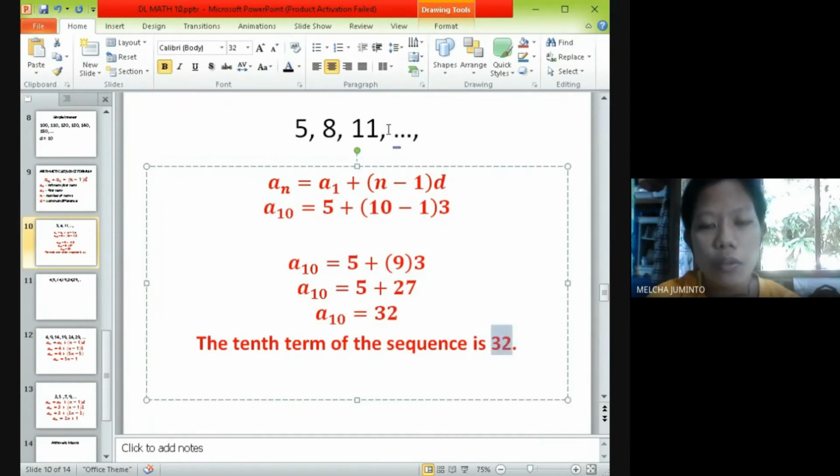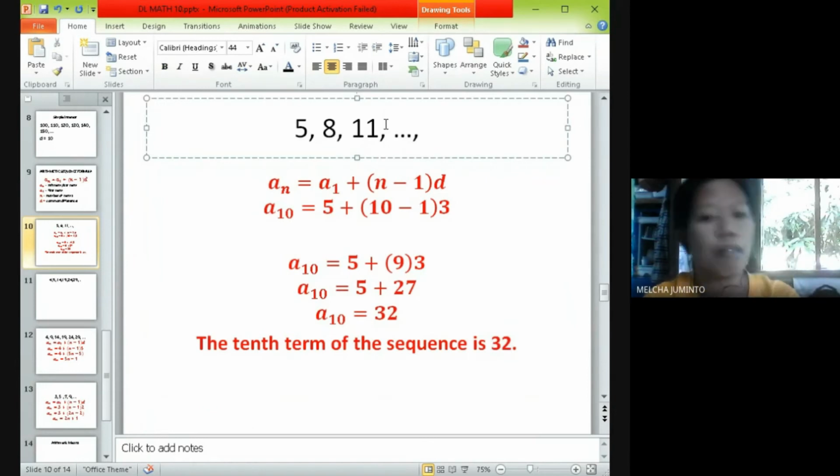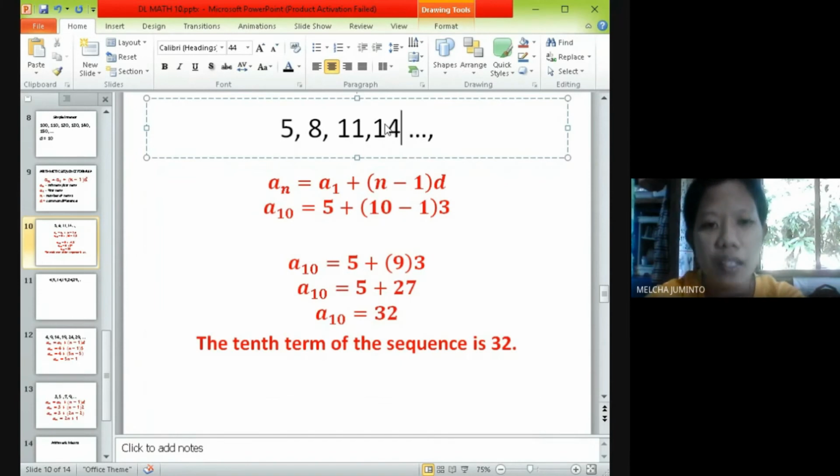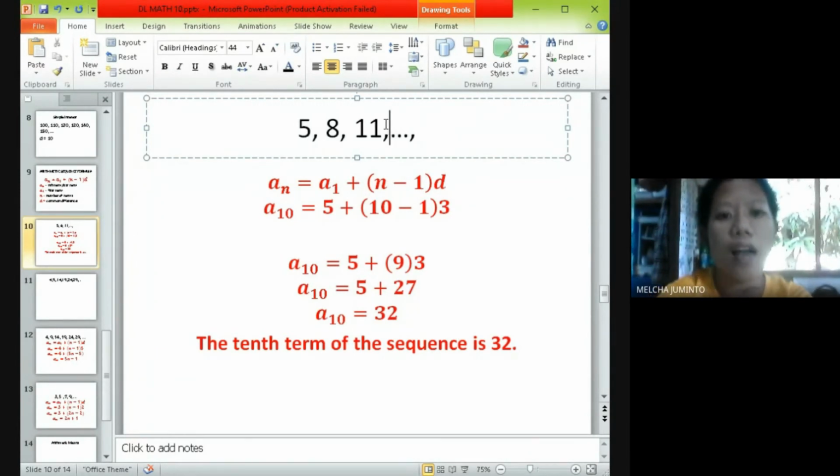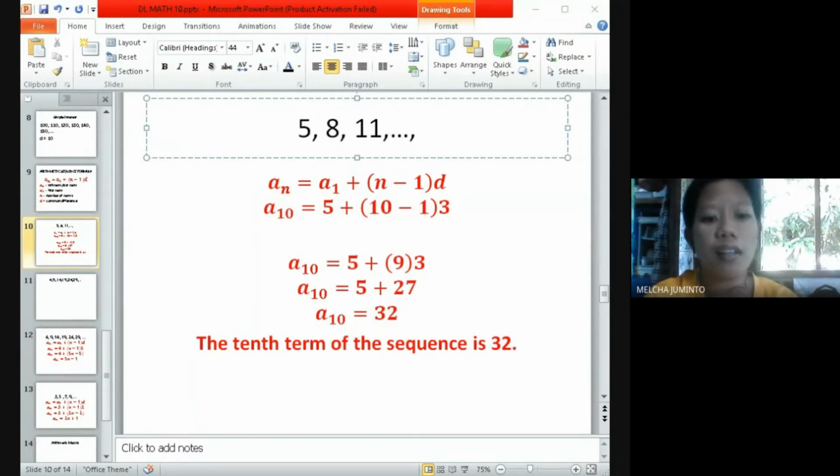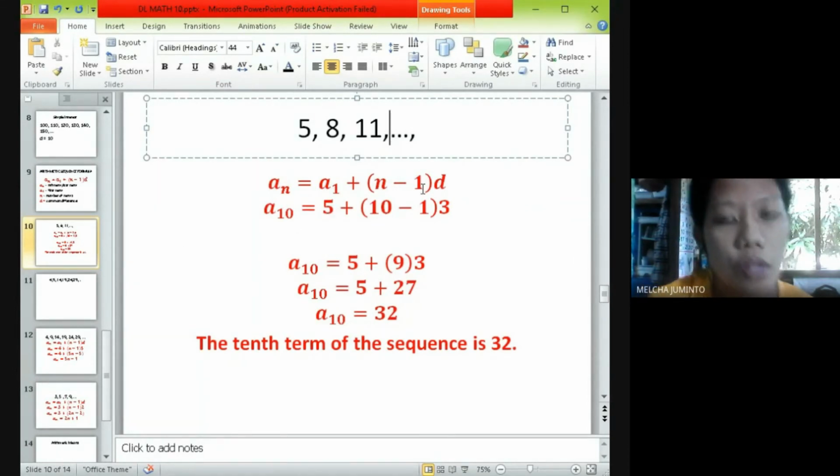So, no need to write isa-isa. If you will write it manually, 11 plus 3, 14, di ba? 14 plus 3, 17. It will take time to do that. Okay? So, instead of doing that, you simply need to use the formula. Especially if sobrang layo na nung number na hinahanap mo. So, imagine kung ang pinapahanap sa'yo is what is the number that will fall sa ika-100. Di ba? Kung isa-isahin mo sila, masyadong matagal. But using the formula, you can easily find the number that will fall sa ika-500.